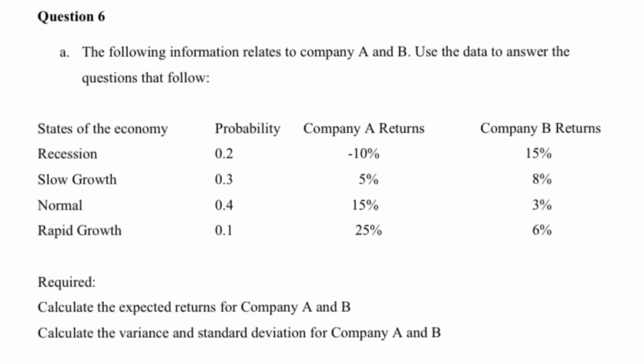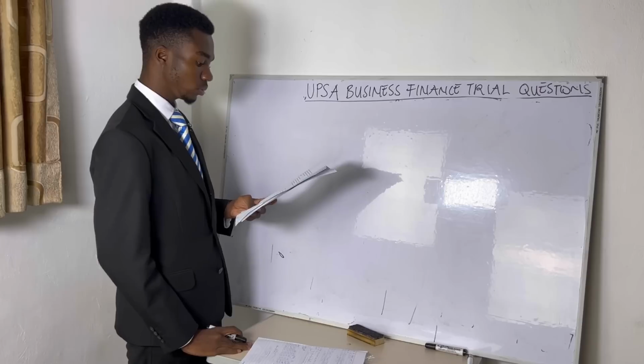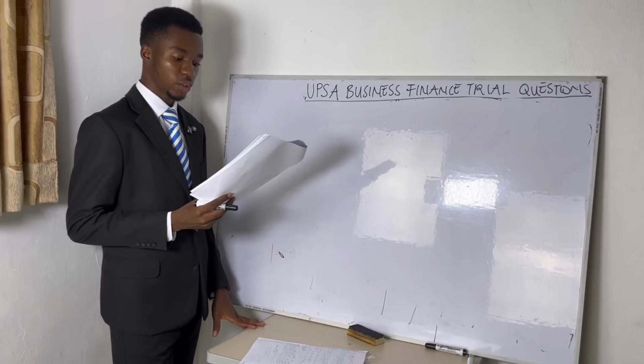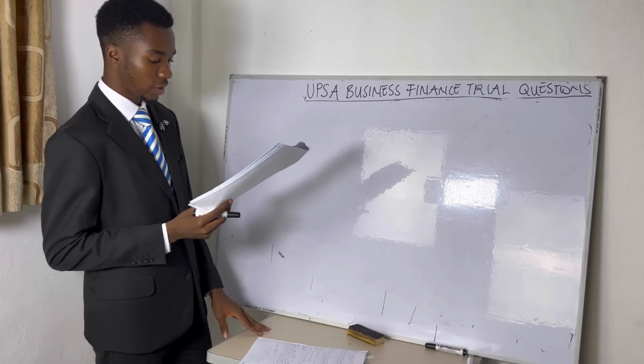Then required, calculate the expected returns for company A and B, and calculate the variance and standard deviation for company A and B. All right. So when you're given a question like this, we'll start with the expected returns.